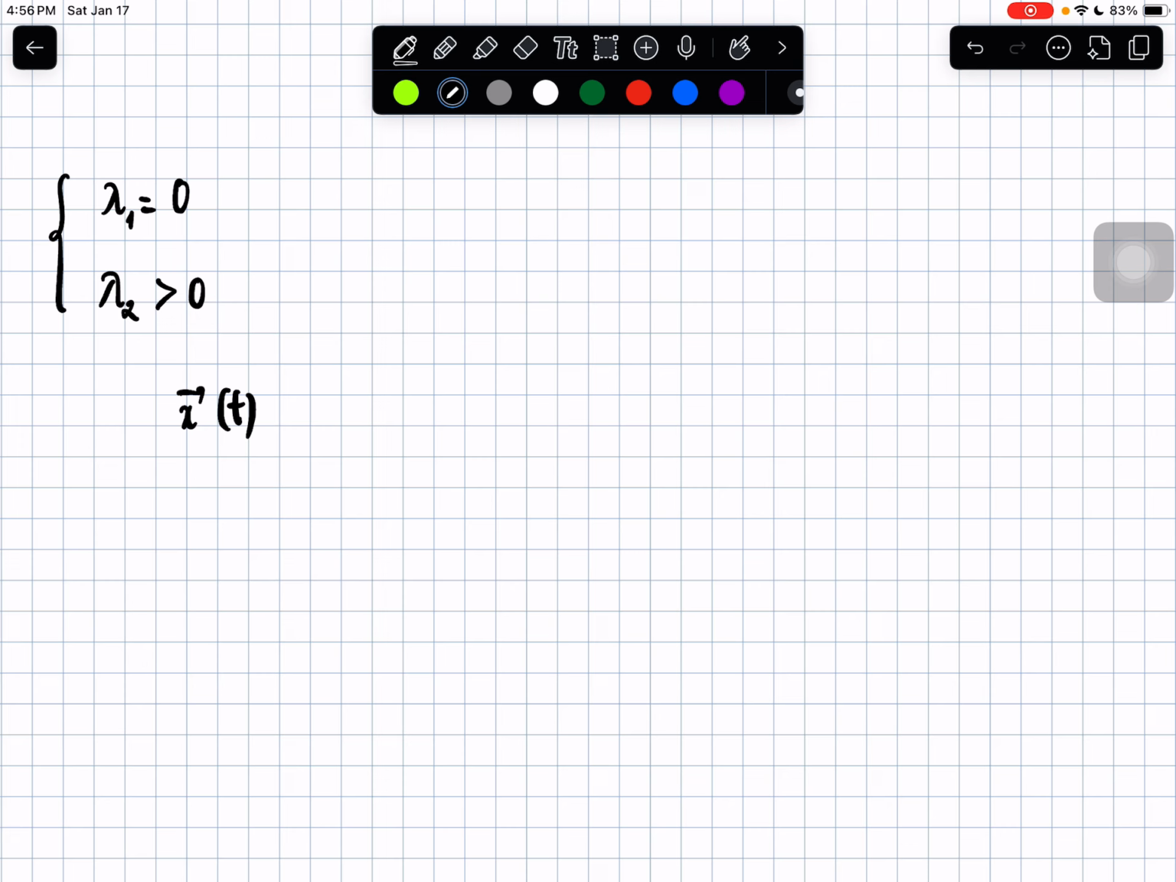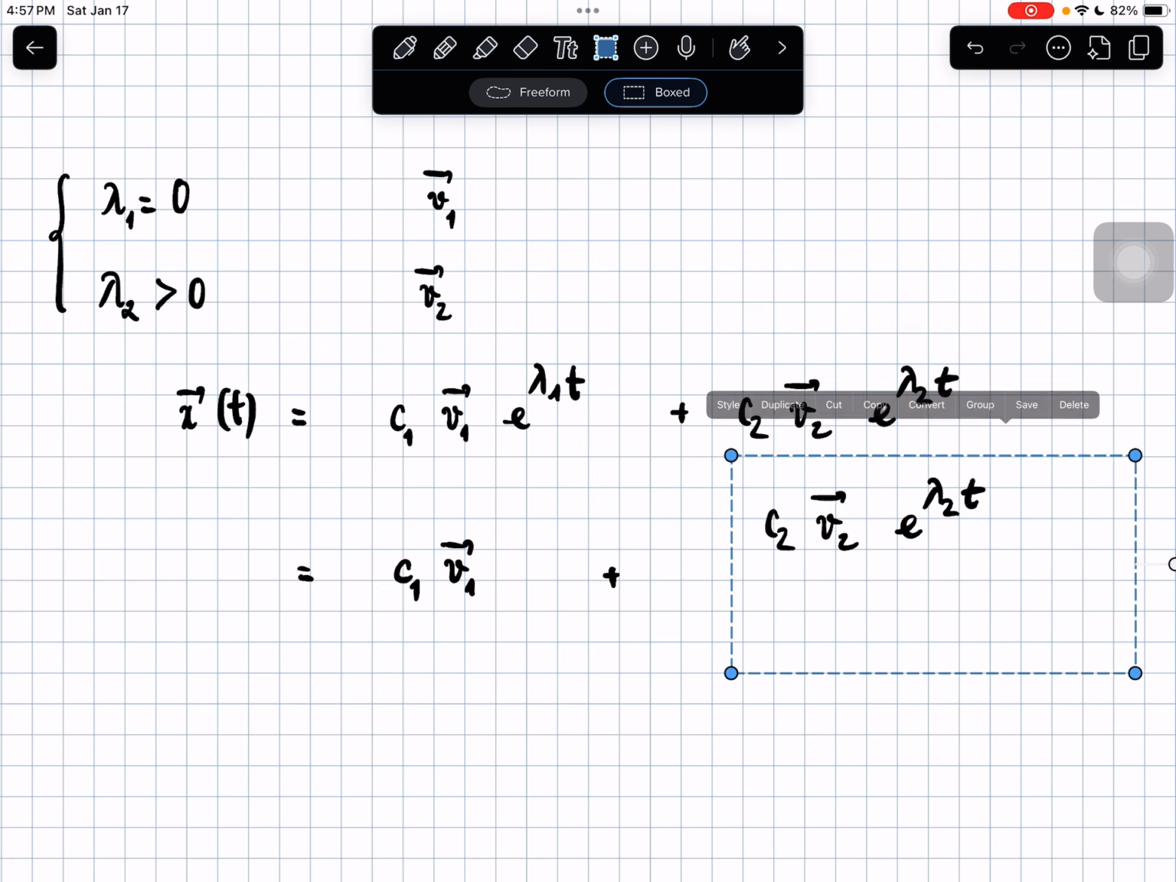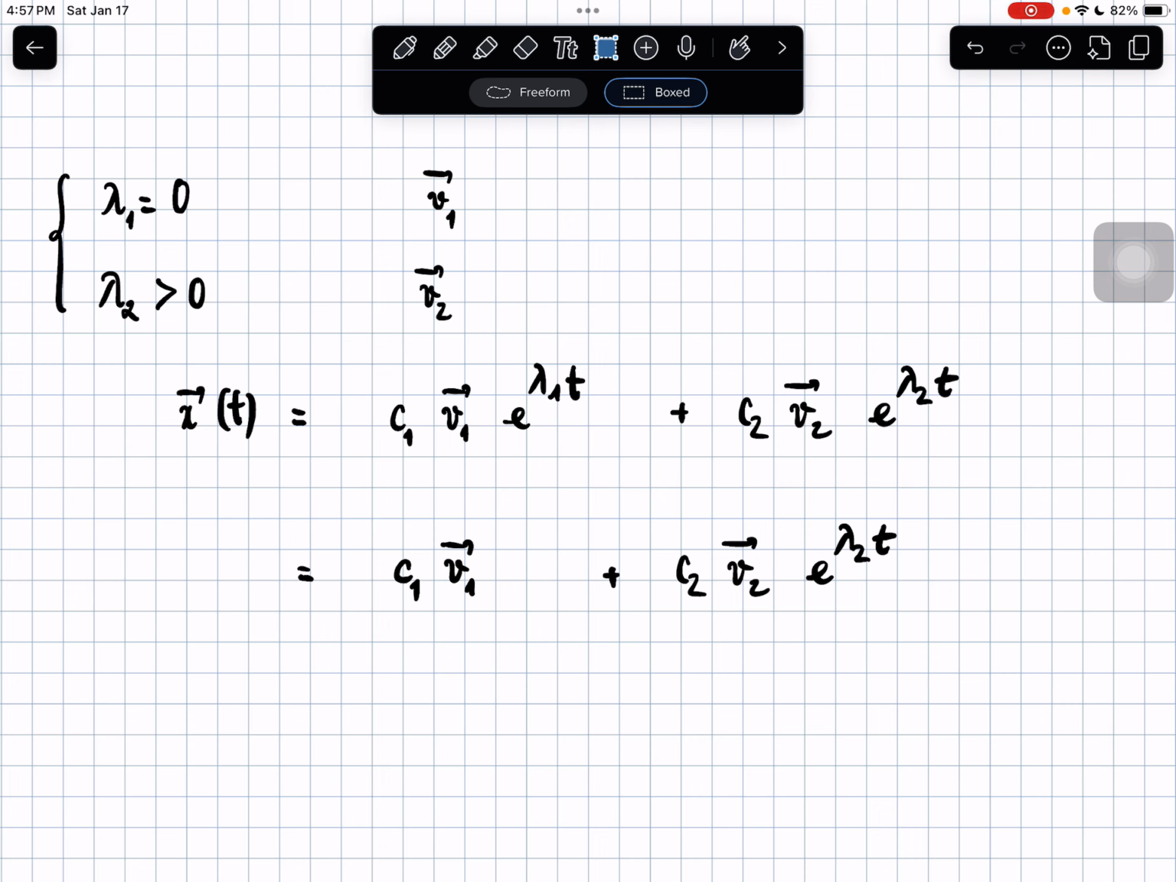For sure, the matrix is diagonalizable. For sure, we have two independent eigenvectors, like v1 and v2. v1 corresponds to lambda 1, v2 corresponds to lambda 2. The solution is c1 v1 e^(lambda 1 t) plus c2 v2 e^(lambda 2 t). Lambda 1 is 0, so x(t) is c1 v1 plus the rest. This is because lambda 1 is 0, this term is 1.